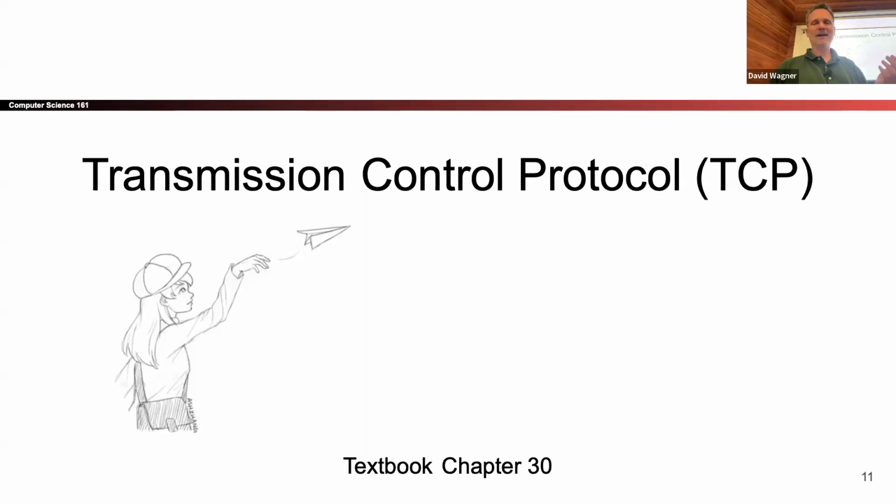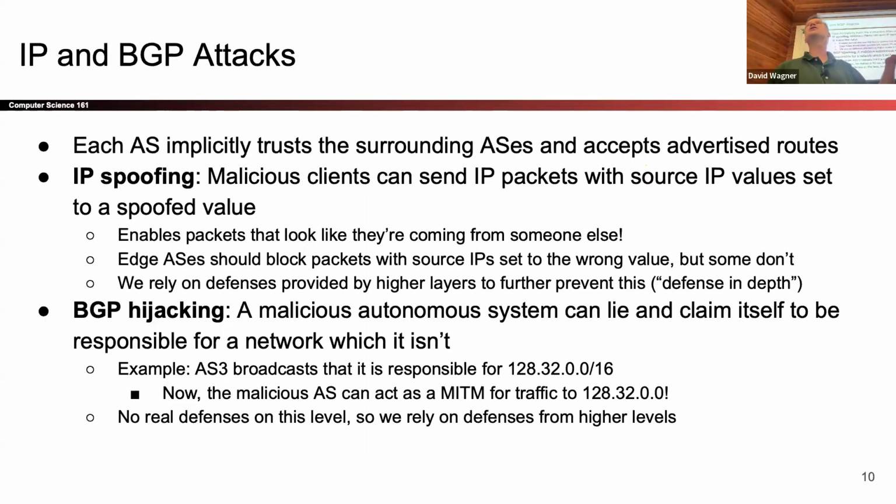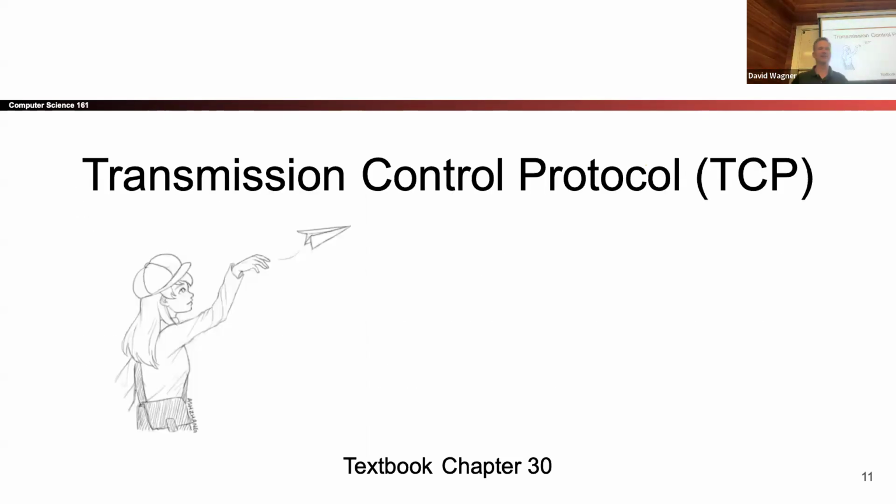Okay, so the bottom line is basically no security at the IP level. You can spoof, you can pretend to be a server, you can pretend to be a client, you can become a man in the middle. There's very little security protection at the IP level. So if we need some security, it's going to have to come from higher levels. So let me start telling you about the next higher level.